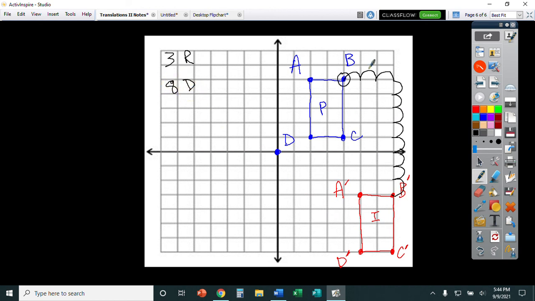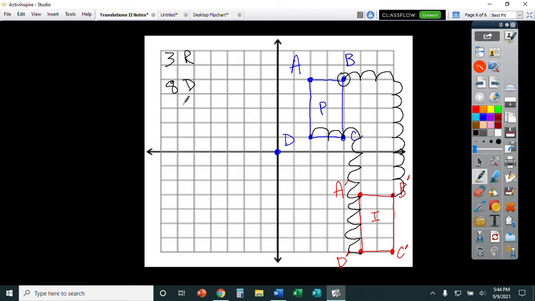Okay. Now I could do that for each vertex, but I know these are the same size. So if C is 4 away from B, then C prime is 4 away from B prime. The rule applies. Okay. I could prove it with, let's look at D, right? So 1, 2, 3 to the right, and 1, 2, 3, 4, 5, 6, 7, 8. So I proved it with 2. So the other 2 has to be true.